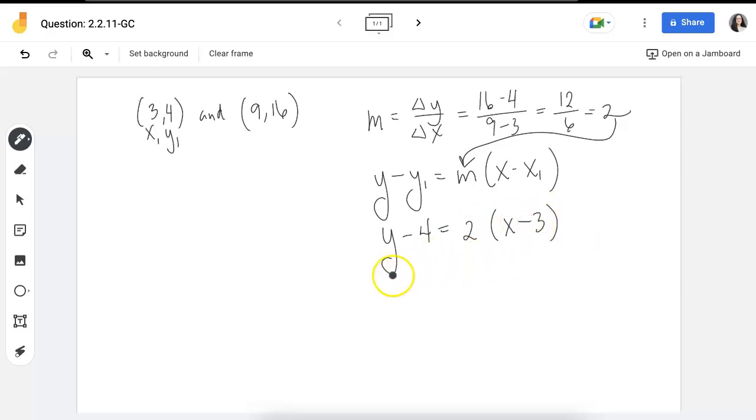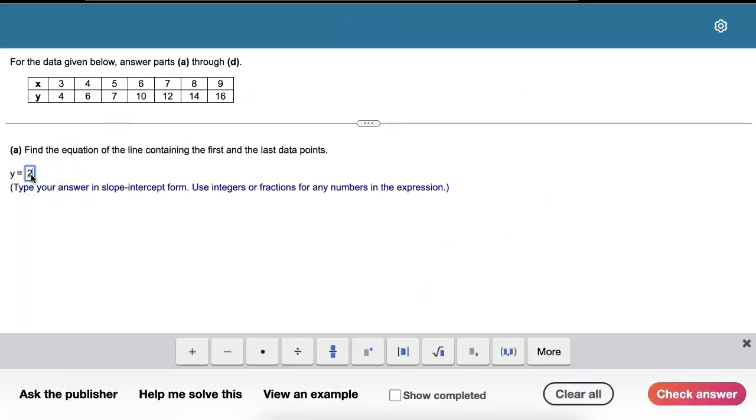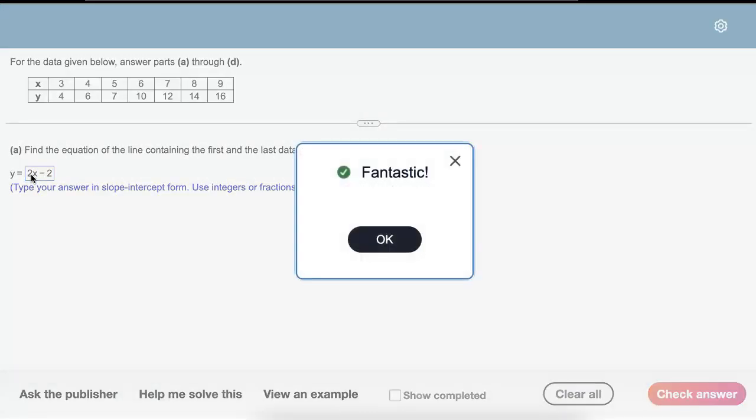Next, I would want to distribute the 2, add 4 to both sides. Negative 6 plus 4 is negative 2. So this is my equation in slope-intercept form. y equals 2x minus 2. When you return to the problem, notice that y equals is already sitting there. So all you need to type is 2x minus 2.